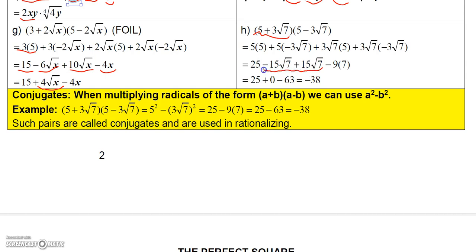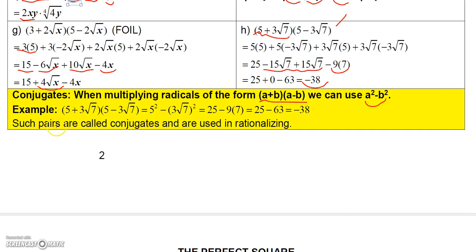So notice that these middle terms will cancel, and then over here I'll have minus 9 times 7, and so I'll get 25 plus 0 for the middle terms minus 63, which is negative 38. Now this is actually a special product of conjugates, and it turns out that anytime you multiply, and you know this from earlier polynomials, a plus b times a minus b, you actually get a squared minus b squared.